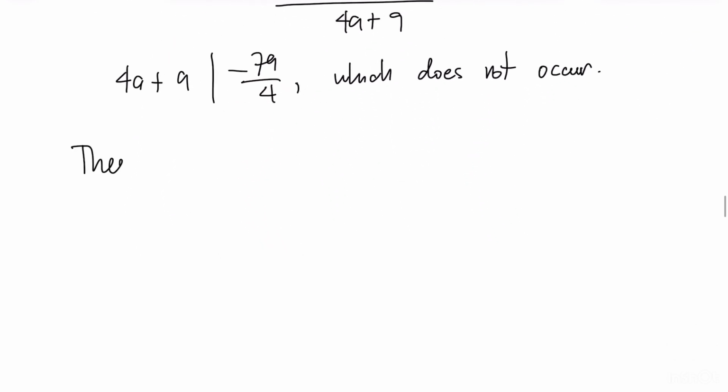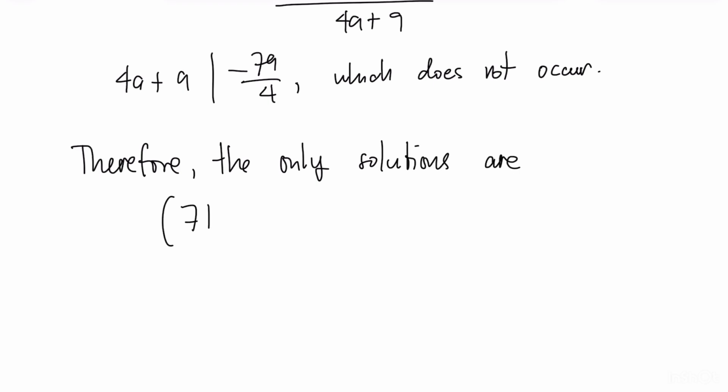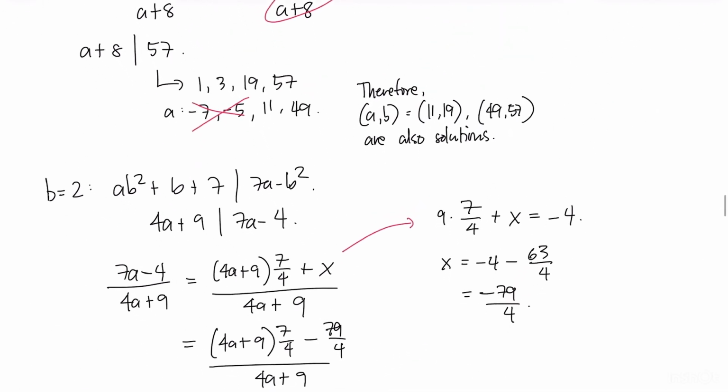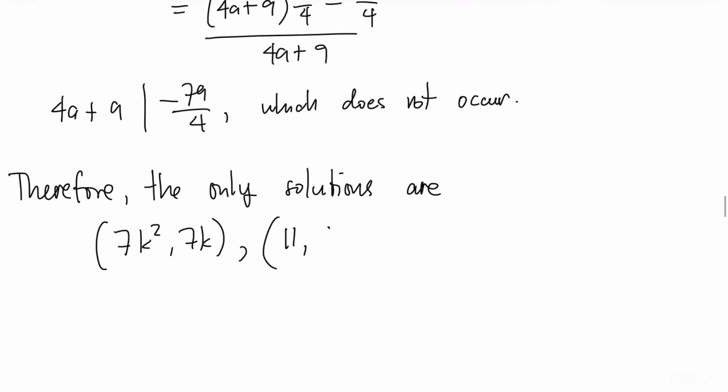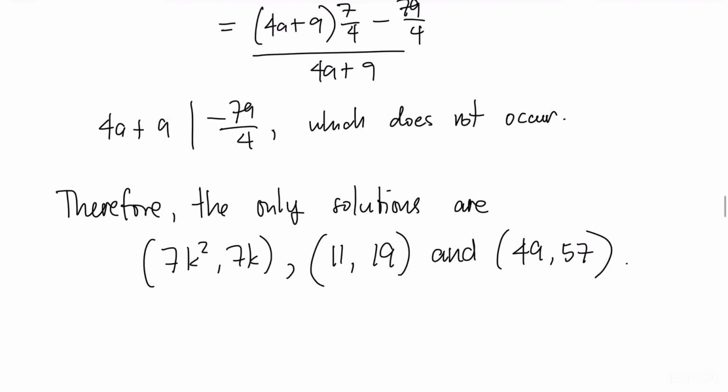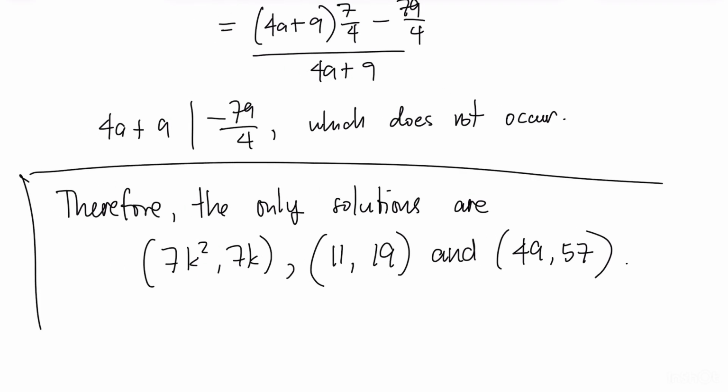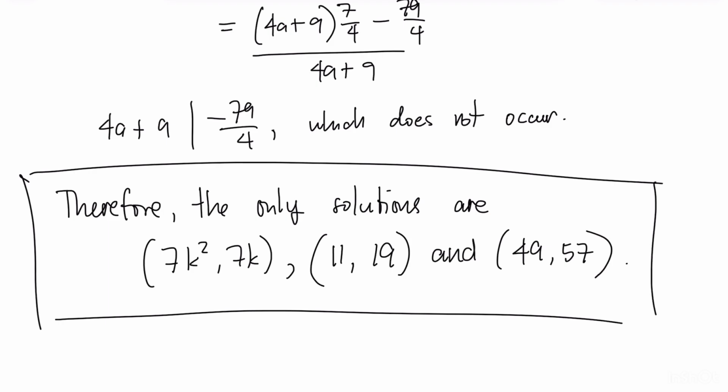So therefore, the only solutions are 7k squared, 7k from case 2, 11 comma 1, and 49 comma 1. So these are the only solutions. So we're done.